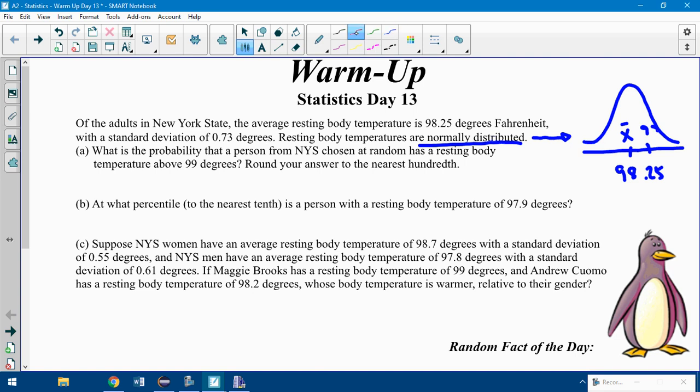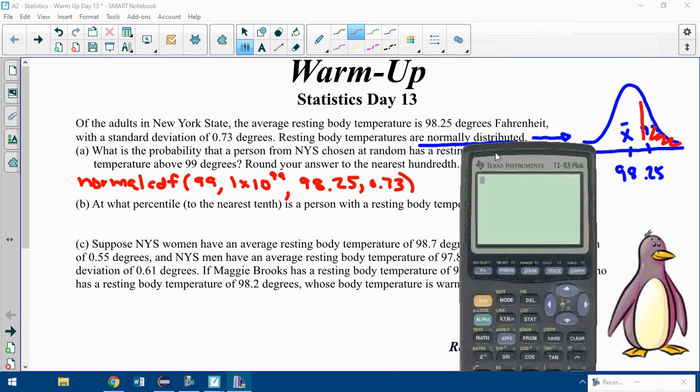So what you would do is plot where 99 is, shade the graph above, and then just immediately do normal CDF. The lower value is 99. The upper value goes up forever, so this is infinity. So you write 1 times 10 to the 99th. The mean is 98.25, and the standard deviation is 0.73. So the calculator figures out the z-scores for you behind the scenes and then figures out what percentage of the area under this graph is above where 99 would be.